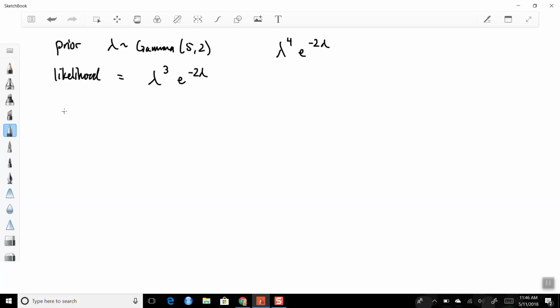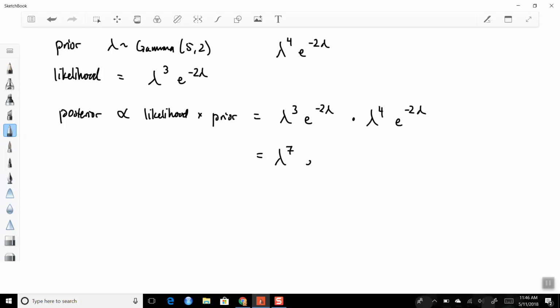So I multiply these together, so my posterior is proportional to the likelihood times the prior. So I will get lambda to the third e to the negative 2 lambda times the prior lambda to the fourth e to the negative 2 lambda. And here I get lambda to the 7 e to the negative 4 lambda. Okay, that's what I have. So my posterior is proportional to this.